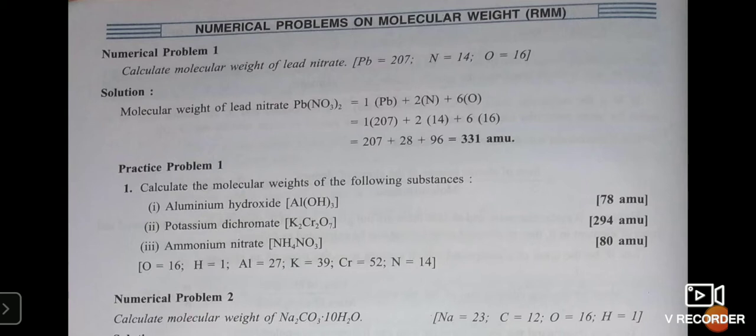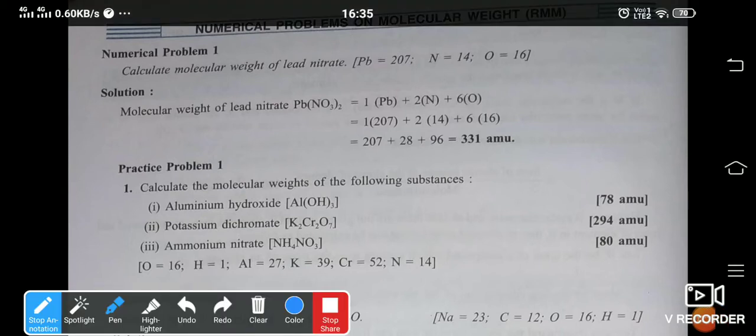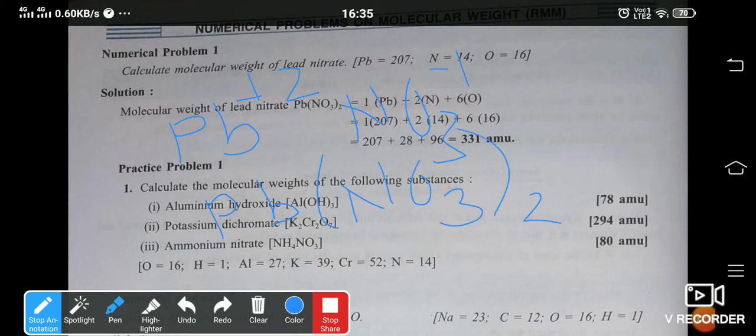Like lead has +2 valency and nitrate has -1 valency. For those who forgot, it would be Pb +2, NO3 -1. So our formula will become Pb(NO3) whole twice. Now from here it is easier to calculate the molecular weight of a compound.